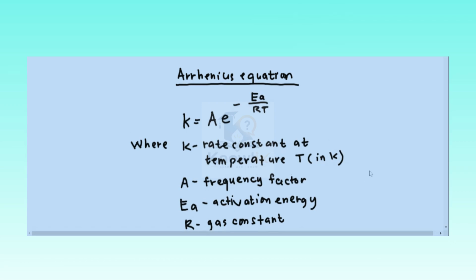Good day. The topic is about the Arrhenius equation. The Arrhenius equation relates the rate constant to temperature as follows: k is equal to A e to the negative Ea over RT, where k is the rate constant at temperature T, and this temperature is expressed in Kelvin. A is the frequency factor, Ea is the activation energy, and R is the gas constant. Given a certain temperature, we will be able to know what k is.